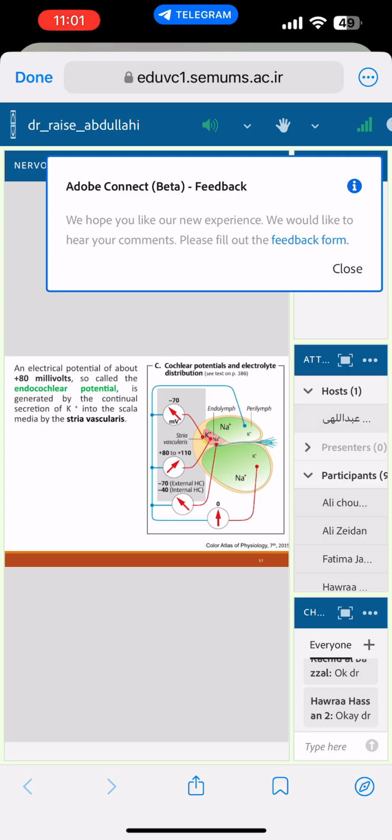As I told you, the difference between scala media and scala tympani is important because the organ of Corti is located between scala tympani and scala media. Okay, we have a 3 or 4 minute short break and I'll be right back ASAP.